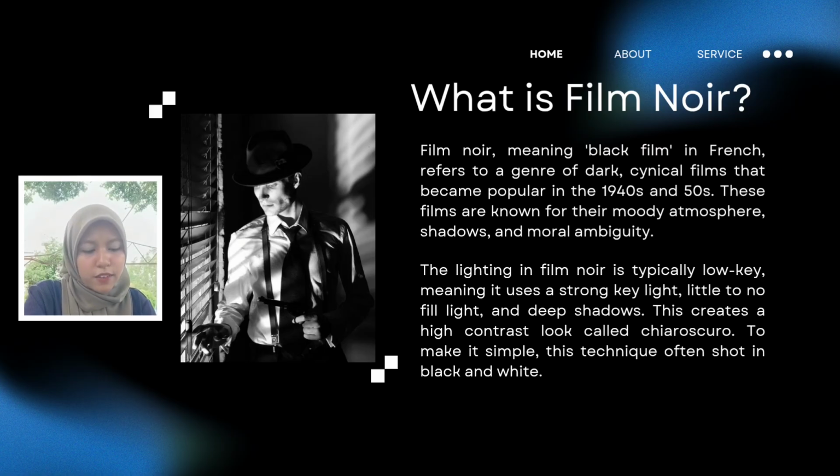Film noir, meaning black film in French, refers to a genre of dark cynical films that became popular in the 1940s and 50s. These films are known for their moody atmosphere, shadows and moral ambiguity. The lighting in film noir is typically low-key, meaning it uses a strong key light, little to no fill light and deep shadows. This creates a high contrast called chiaroscuro. To make it simple, this technique is often shot in black and white.